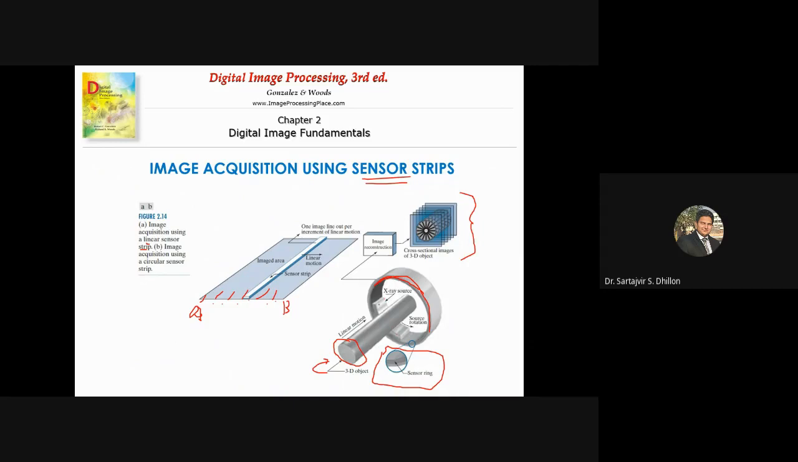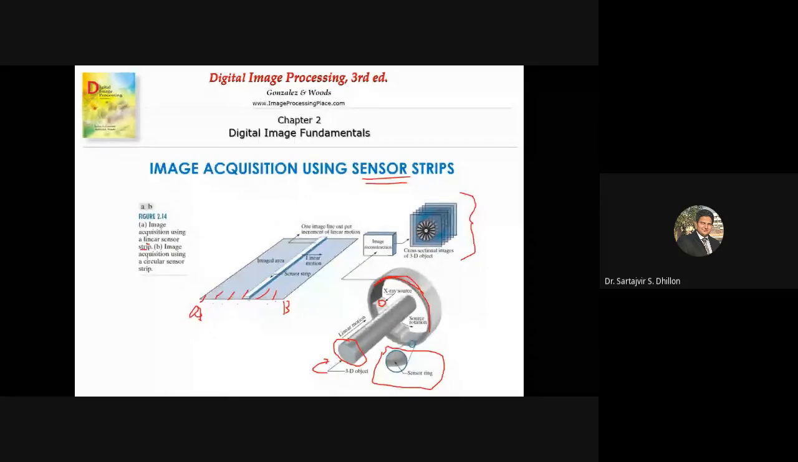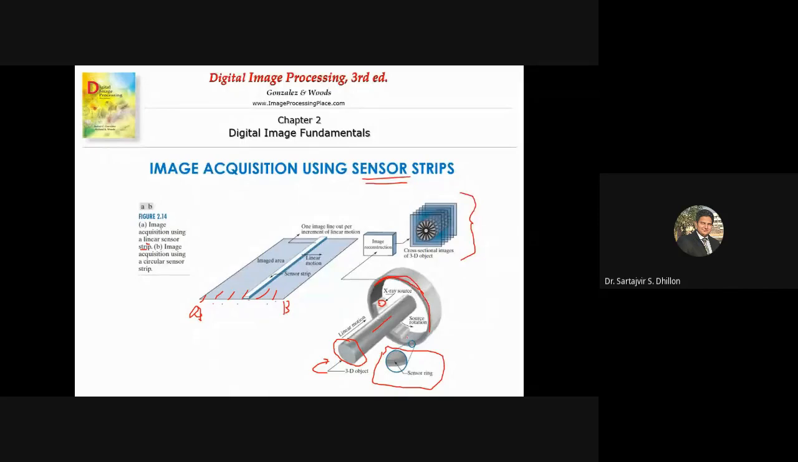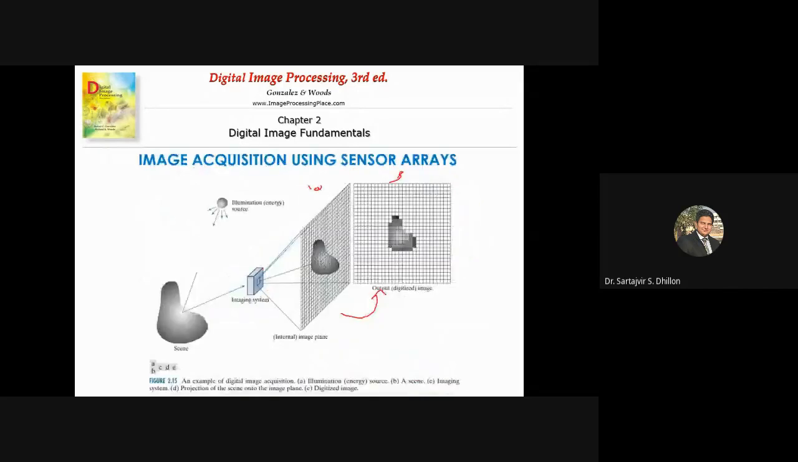And here there is an X-ray source. This one is an X-ray source, and this is a 3D object. And the inner part of the wing acts as a sensor to sense the imaged area.